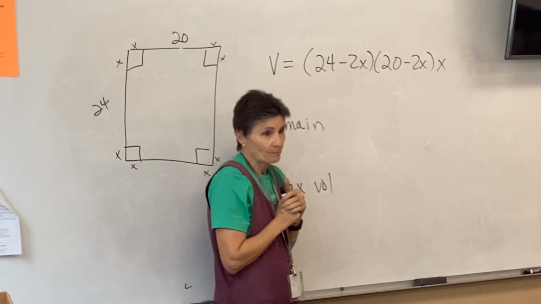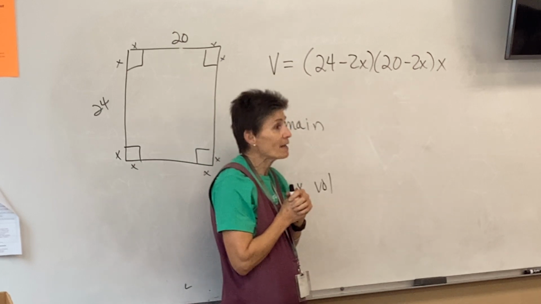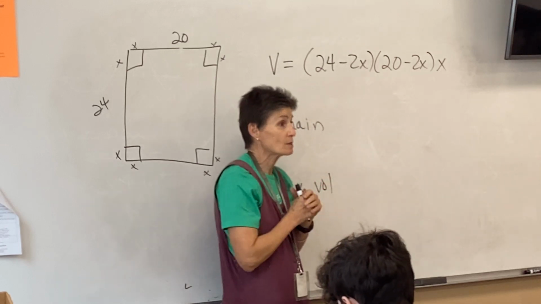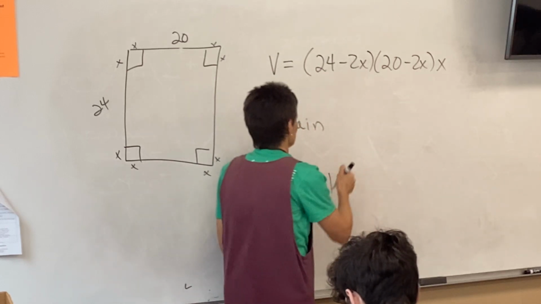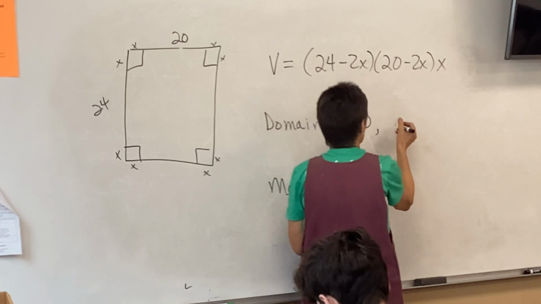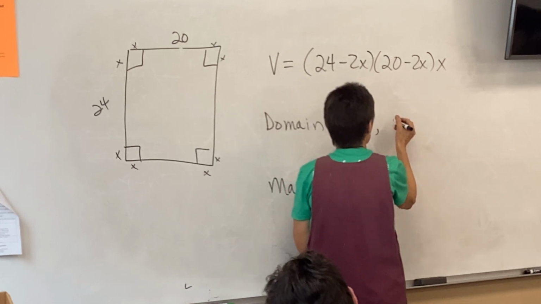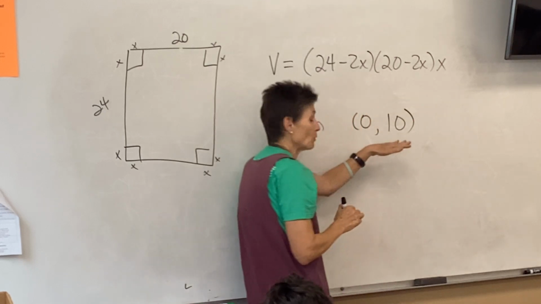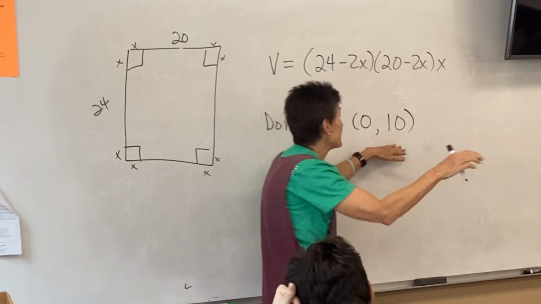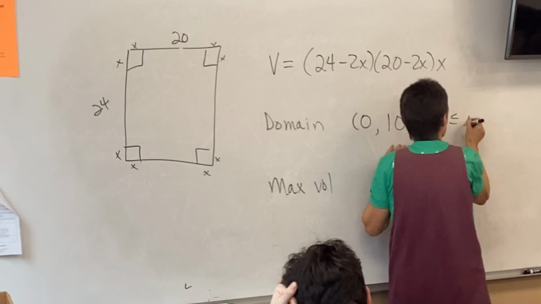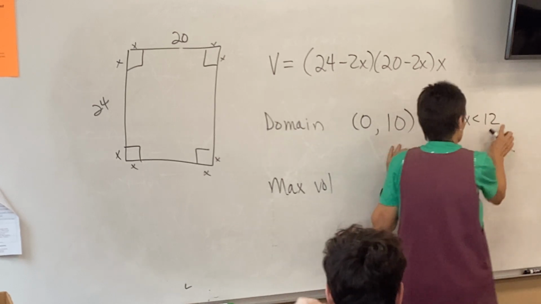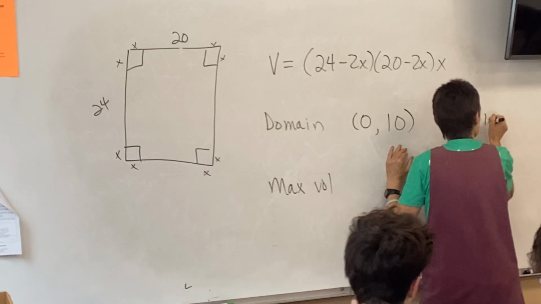All right, who remembers something about the domain? Because it never changes either. Joseph? 0 is less than x is less than 10. Yes. Now, I'm gonna write it as an interval. He said it like this, which means exactly the same thing.